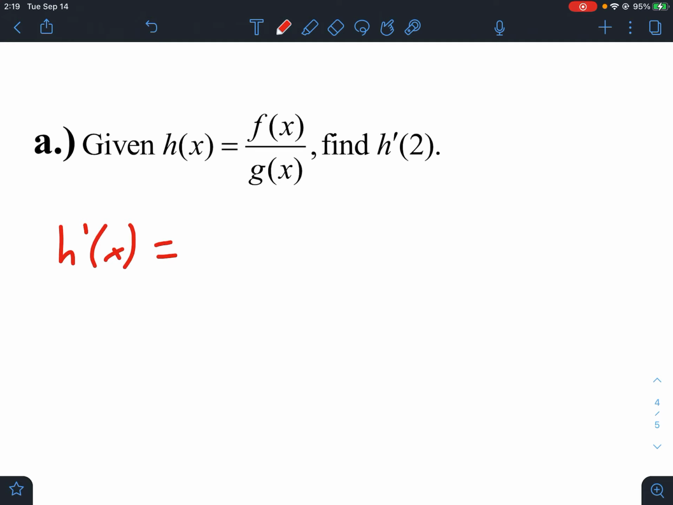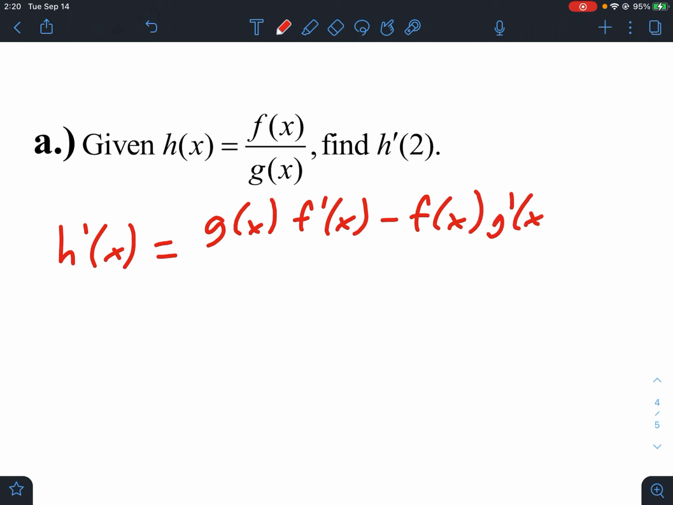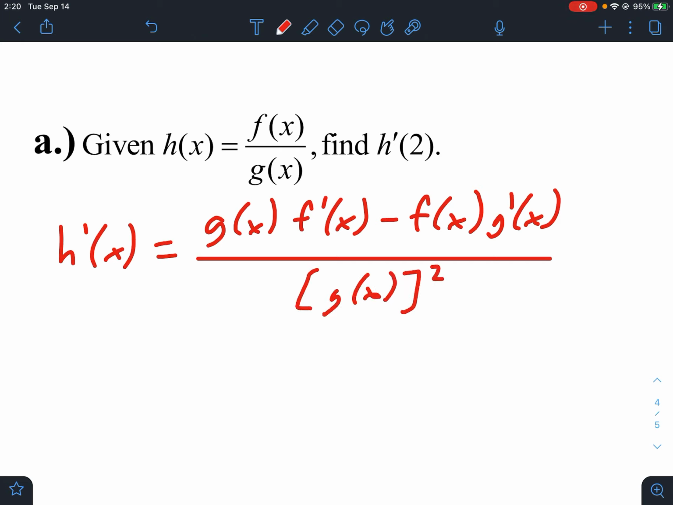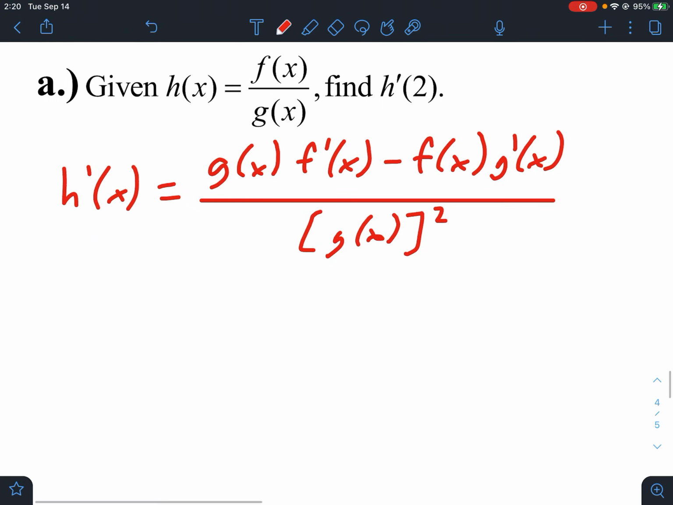f over g would be a quotient. So we have to use the quotient rule, which is the denominator times the derivative of the numerator minus the numerator times the derivative of the denominator, all over the denominator squared. So that's our derivative everywhere.